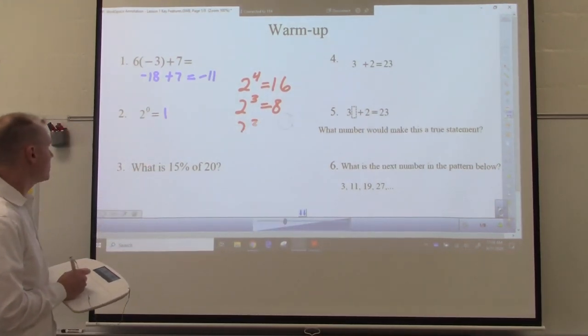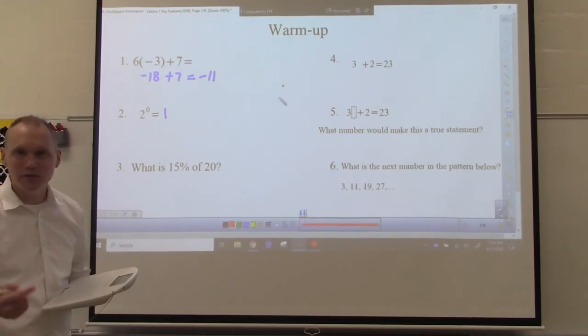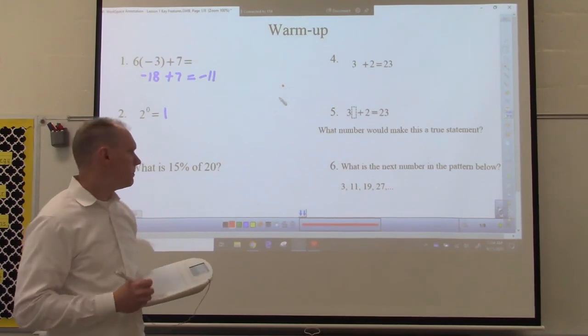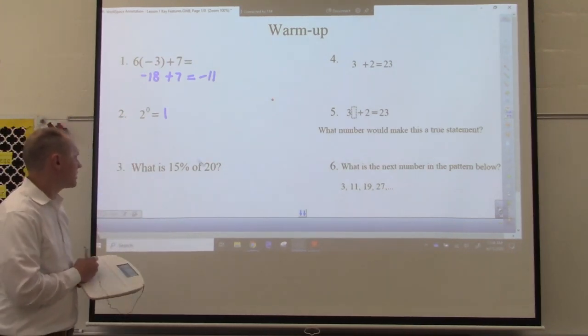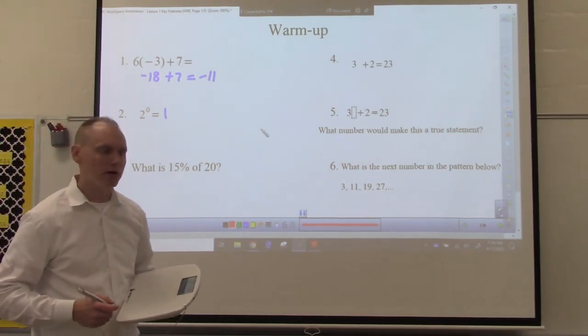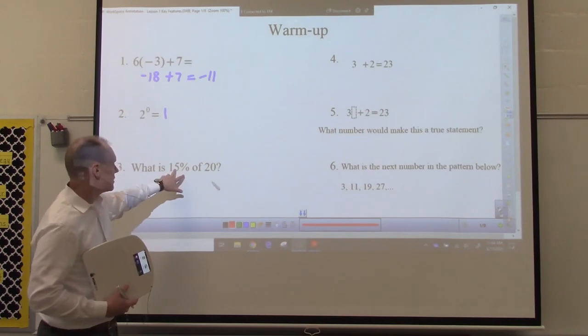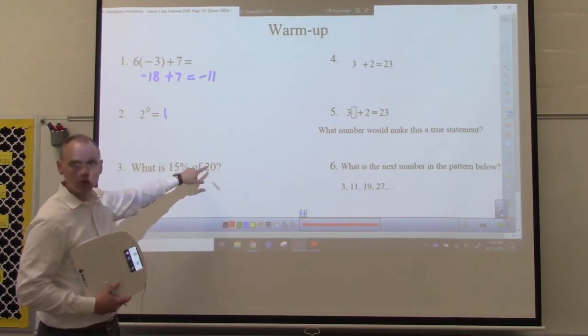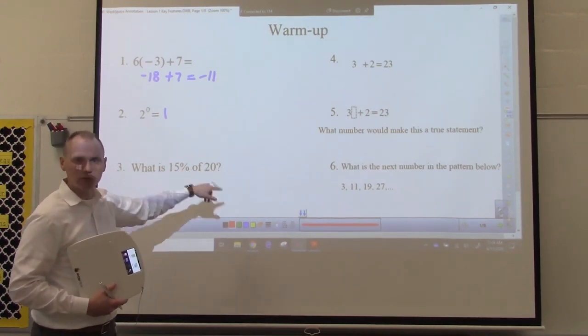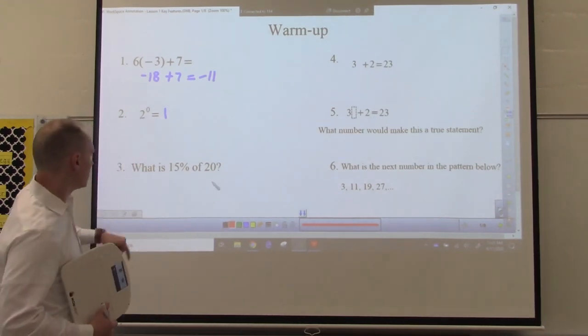Alright, let's move on to number 3 here, 15% of 20. There's a lot of ways that you may have approached this one. One way, 15% is kind of special, and I like to use this one whenever I leave a tip at a restaurant. You could separate this out and do 10% of 20 and then do 5% of 20 and add them together. So that's kind of my approach when I leave a tip.